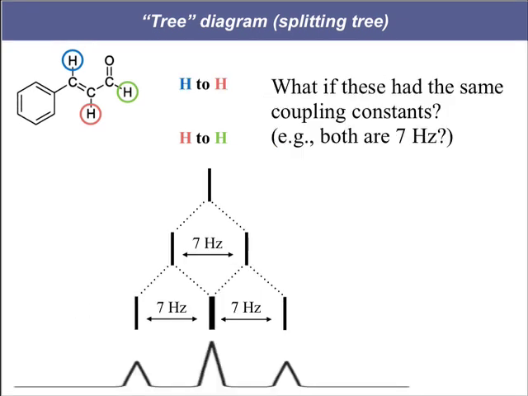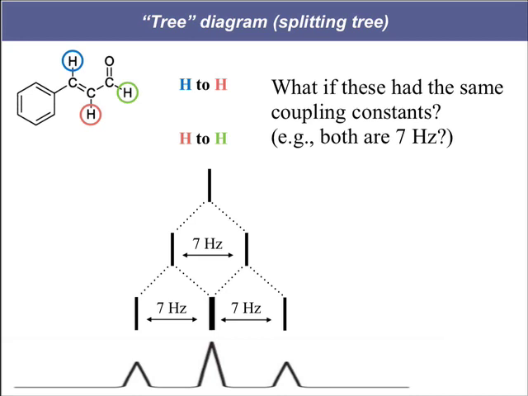Just a reminder, if these all had the same coupling constants, if these were all, say, 7 hertz, then red to blue would be 7, and red to green would be 7. So we would first split our red to blue, 7 up or 7 down, and then we'd split with green again, 7 up or 7 down. And since everything's equal, these two guys align right here. They happen to line up right on top of each other, and that gets us our 1 to 2 to 1 triplet. So if all of our splitting constants are identical, then we end up with the n+1 rule pattern.